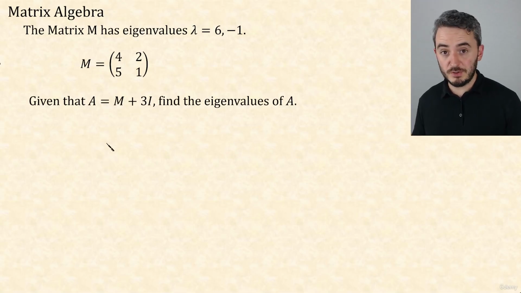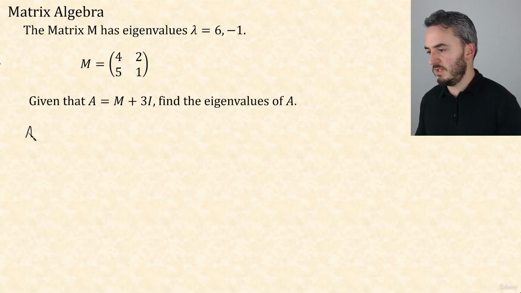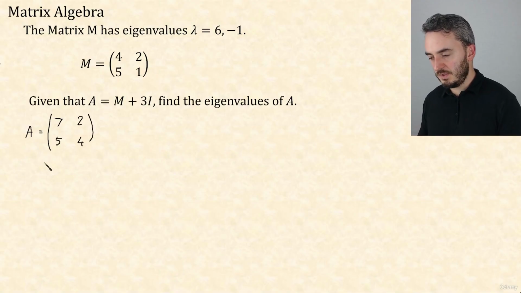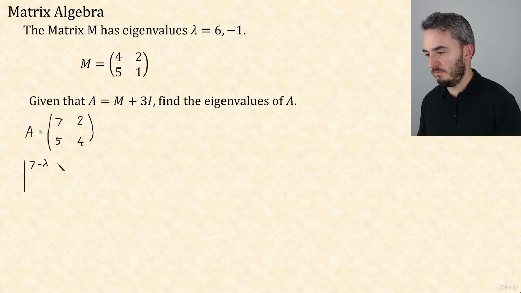Well, I'm going to show you a shortcut for this, but let's do it the long way just for now. So what is A? A is M plus 3I, so I'm adding 3 to the diagonal. So that's 7, 2, 5, and then 4 here. So finding the eigenvalues of that involves finding the determinant of this matrix and setting it equal to 0.